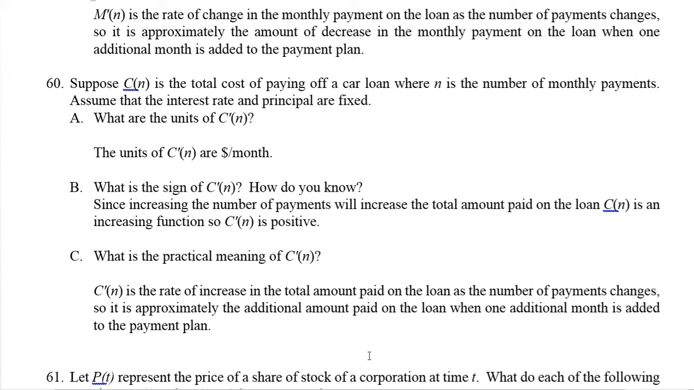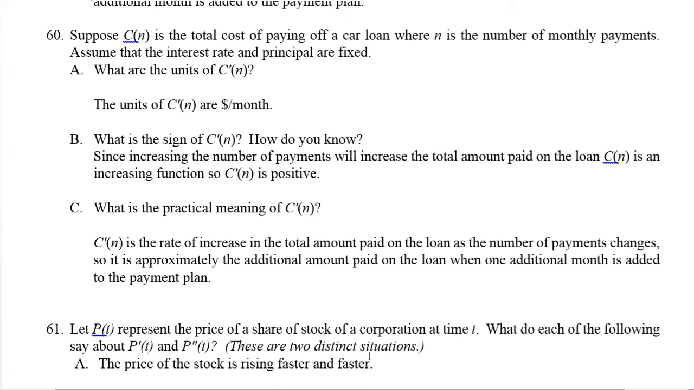Okay. So let P of T represent the price of a share of stock of a corporation at time T. From what I tell you here in this statement, what can you say about P prime and P double prime? So the first situation is the price of the stock is rising faster and faster. What does that tell us about the derivative and the second derivative?